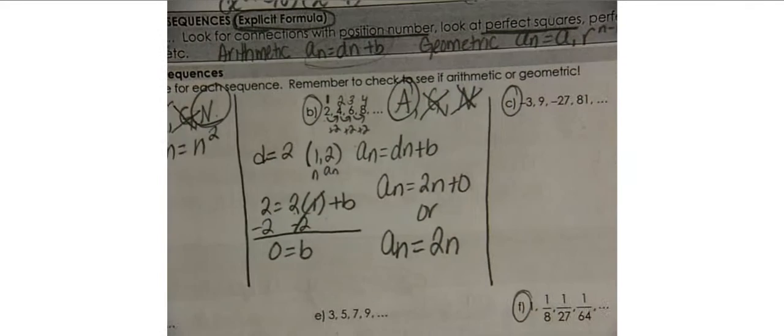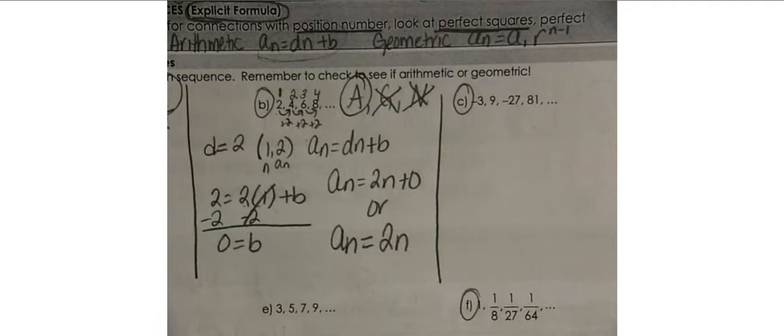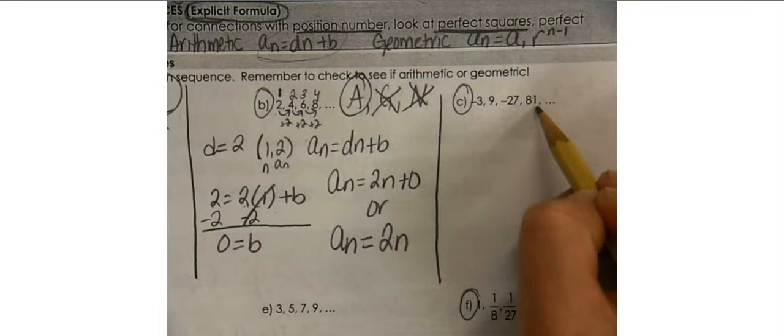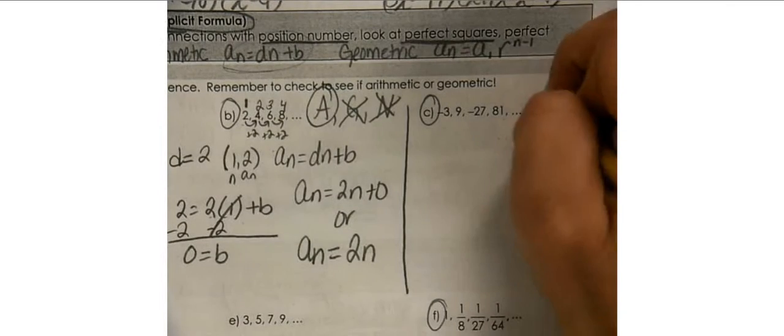Let's go ahead and look at letter C. For letter C, we have -3, 9, -27, 81. So I can tell that I'm going up by multiples of 3, but it's a little bit different. I know to go from -3 to 9, I'm multiplying by -3. And 9 times -3 is -27. And -27 times -3 is equal to 81.